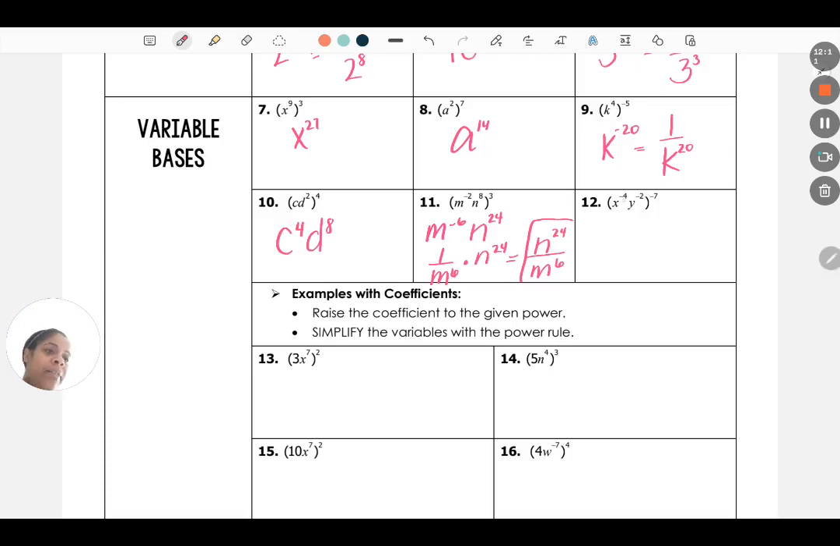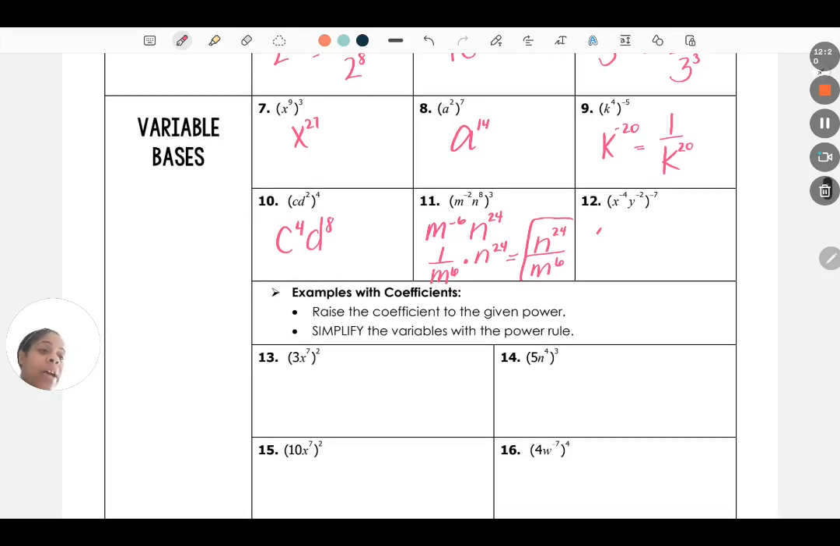Then we have x raised to the power of -4 and y raised to the power of -2. So x, 2 negatives will give me a positive. 4 times 7 is 28. And y, -2 times -7 is positive 14. There we go. All right.